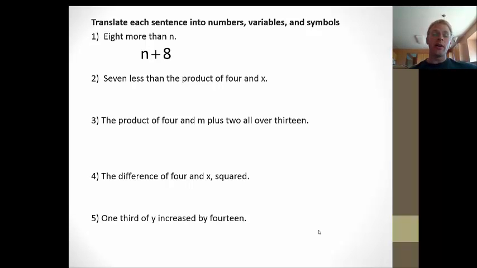Number 2 here, we have 7 less than the product of 4 and x. Now there's kind of a lot going on here, so we've got to break this down. We see less than, which is going to mean subtraction, but we see the word than, so we know we're going to have to flip something. So the 7 isn't going to come first, it's going to come last. And then what we're subtracting along with the 7 is the product, meaning multiplication, of 4 and x. So as we go here, we can see we have 4 times x, the product of 4 and x, minus 7. Notice the order is flipped there.